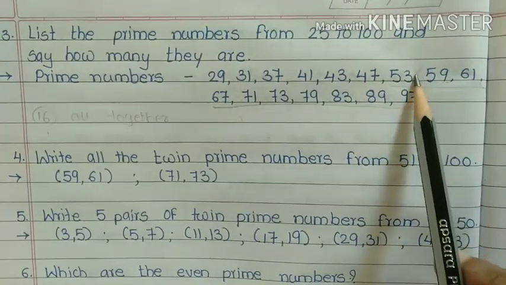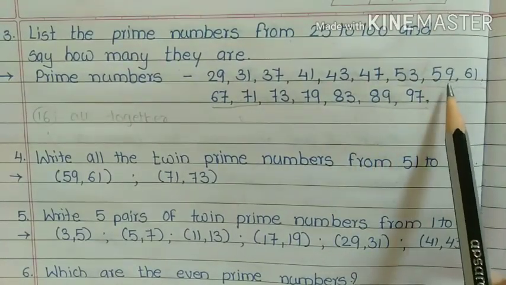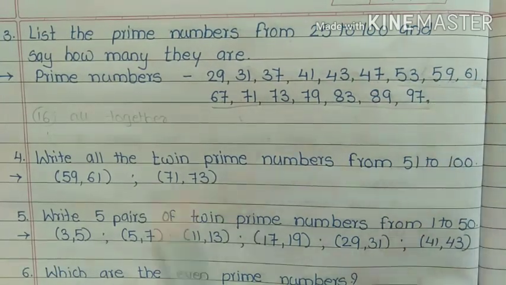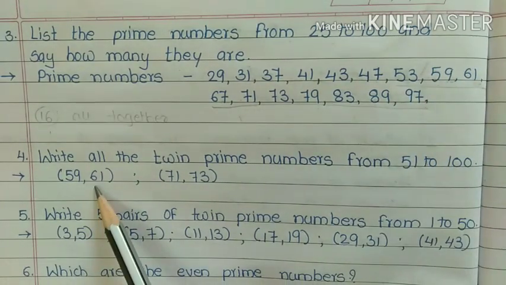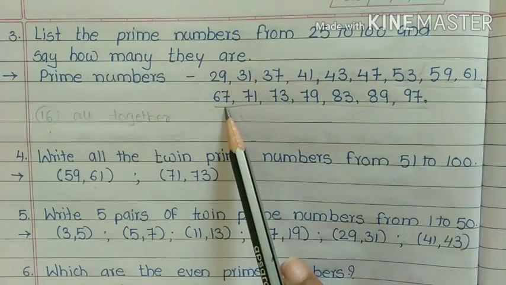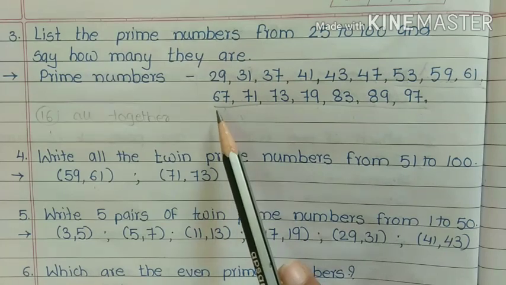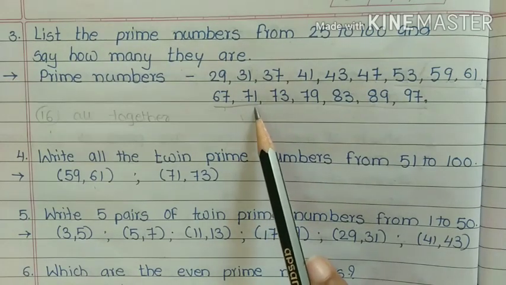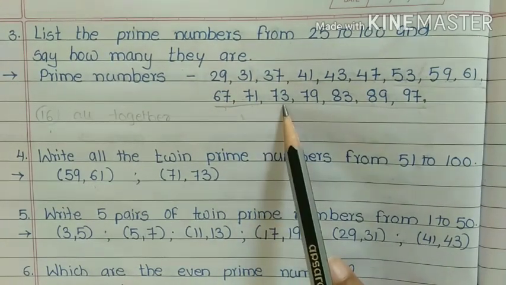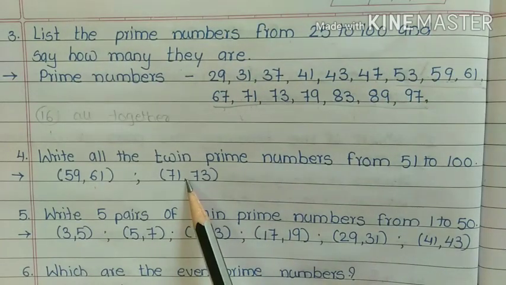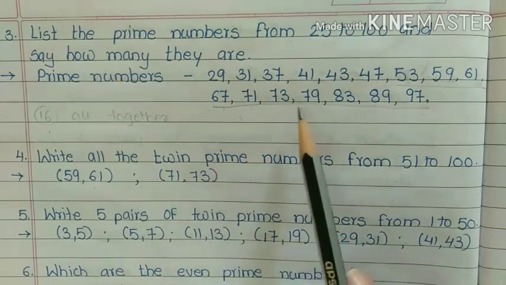So it is not a pair of twin prime. 59 and 61, difference is 2. So 59 and 61 is the twin prime number. 61 and 67, no, difference is 6. 67 and 71, no, again the difference is 6. 71 and 73, yes, the difference is 2. So it is twin prime number.